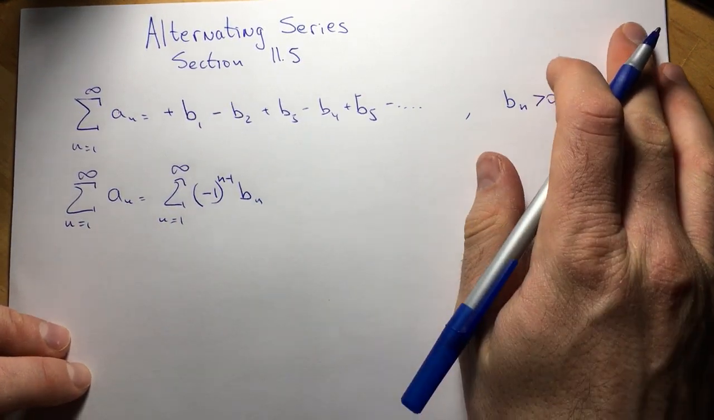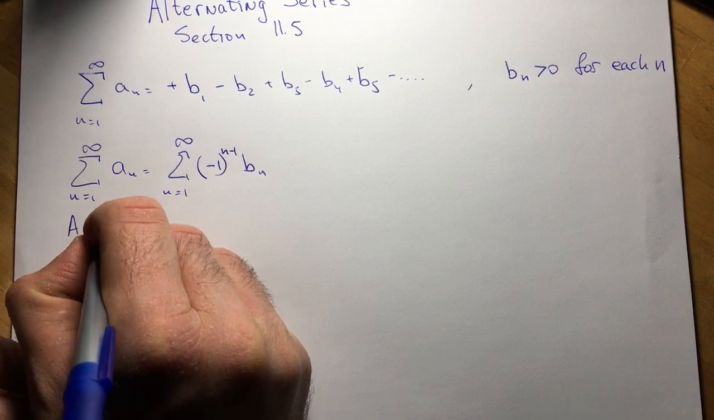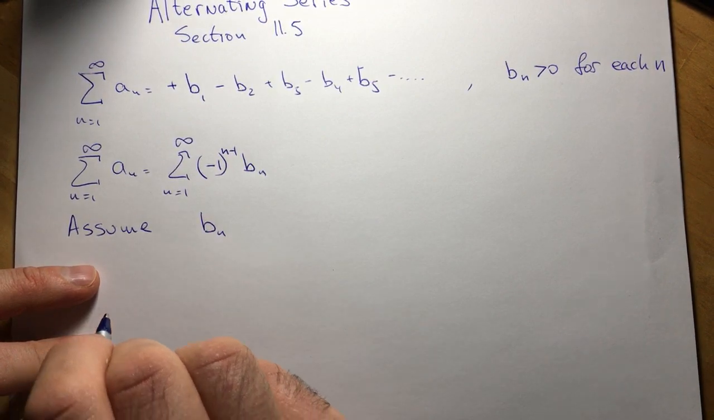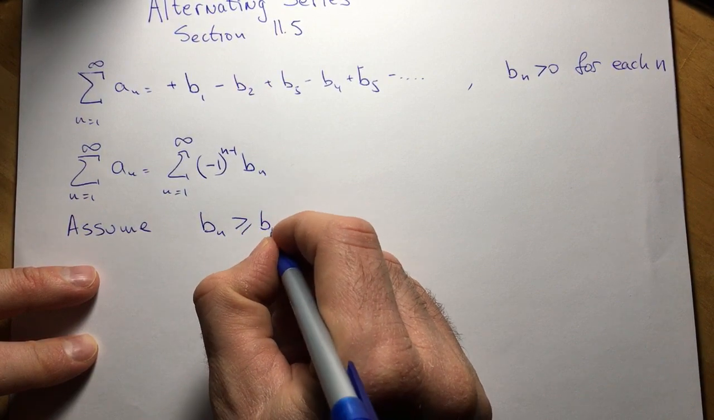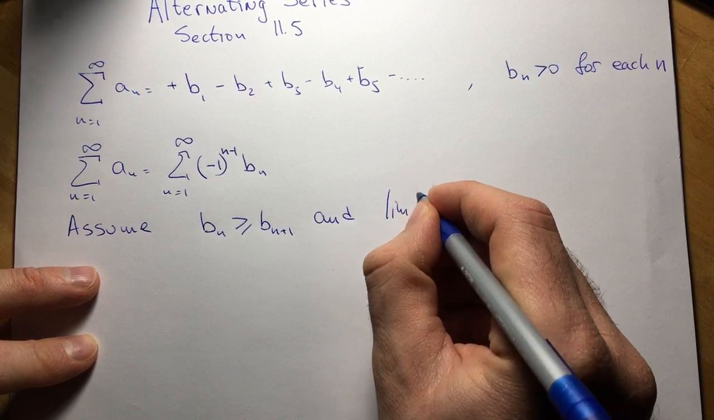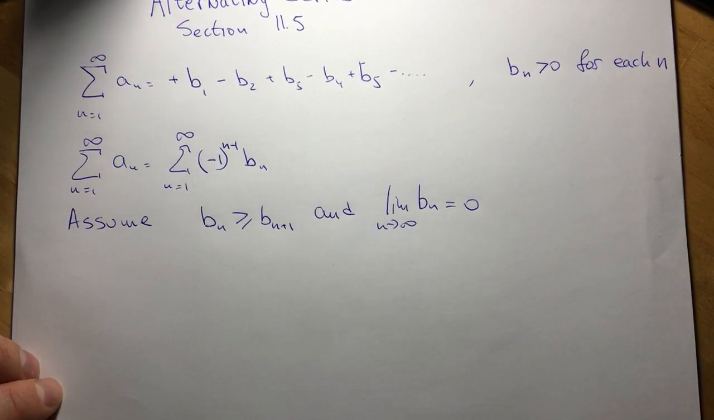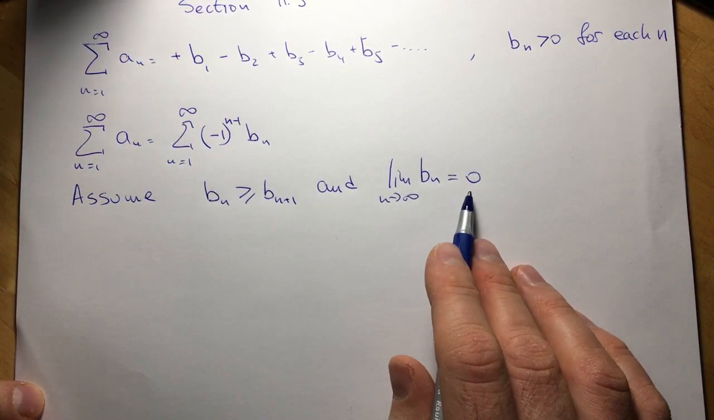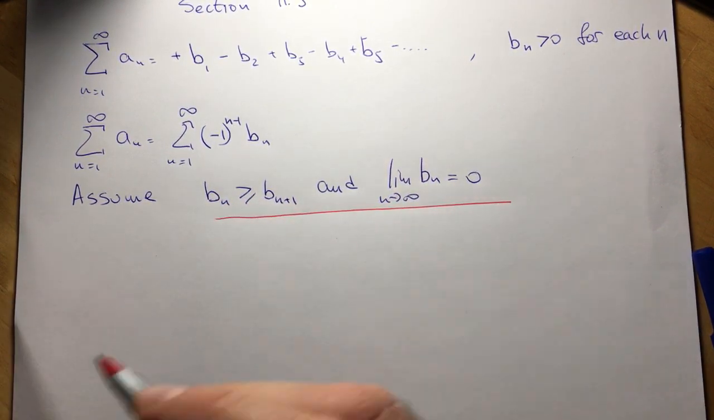So let us put two more conditions here. On top of that, let us assume that bn is a decreasing sequence, which means bn is greater than or equal to bn plus 1, and let us assume that the limit of bn as n goes to infinity is equal to 0. Let's give a graphical explanation of what would happen if this is satisfied.